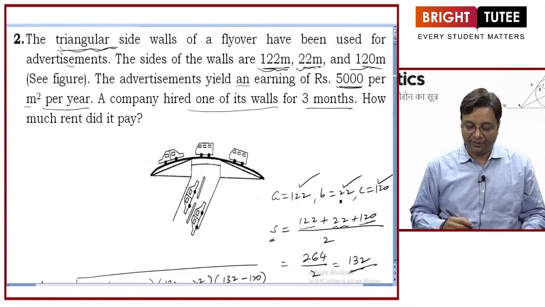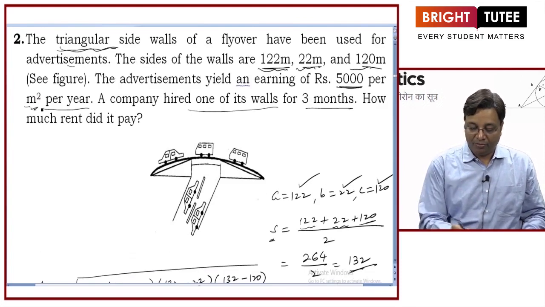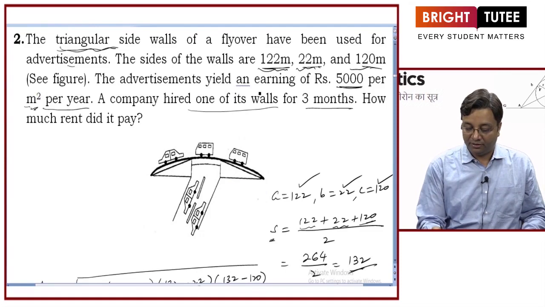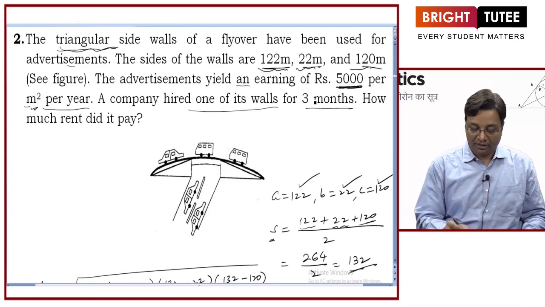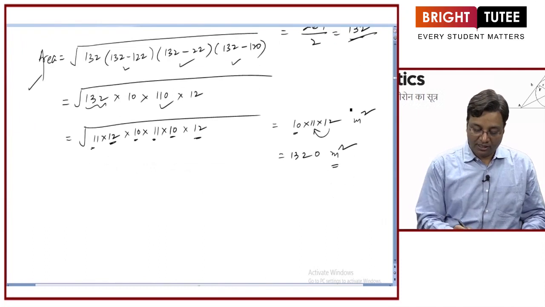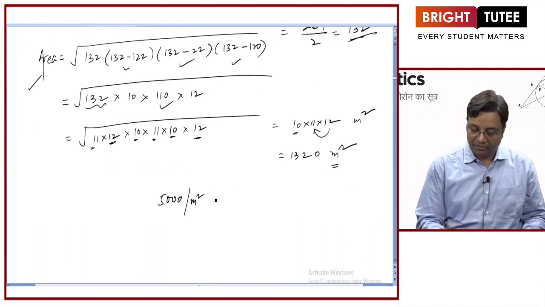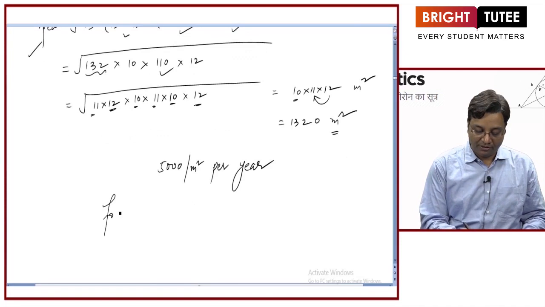Now let us look at the amount that we need to pay. The advertisement yields an earning of 5,000 per meter square per year, and the company has hired for only 3 months. So the earning is 5,000 per meter square per year, for 3 months.